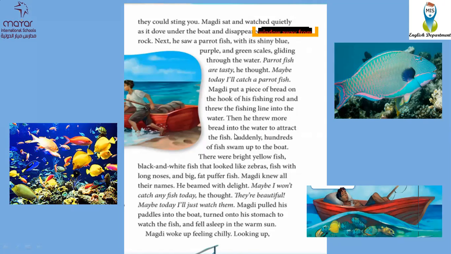Magdi put a piece of bread on the hook of his fishing rod and threw the fishing line into the water. Then he threw more bread into the water to attract fish. Suddenly, hundreds of fish swam up to the boat. There were bright yellow fish, black and white fish like zebras, fish with long noses, a big fat puffer fish.